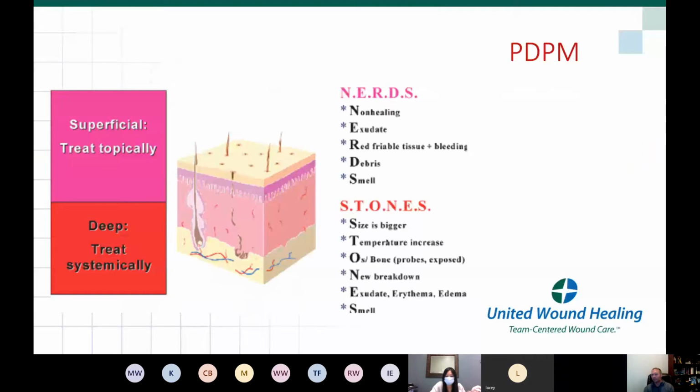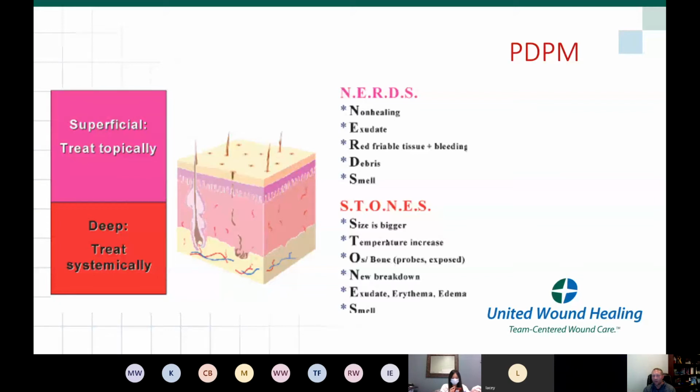But let's say the wound didn't smell, but now it's starting to have a smell to it. So you can see now the acronym NERDS: non-healing, exudate, red, friable bleeding tissue like hypergranulation, debris, or smell. If you're having those symptoms, you don't have to have all of them, but if you're having some of them, the literature tells us that you have a superficial infection in your wound, and you should treat it topically. You should put something on the top of that wound to try and keep it from getting deeply infected.